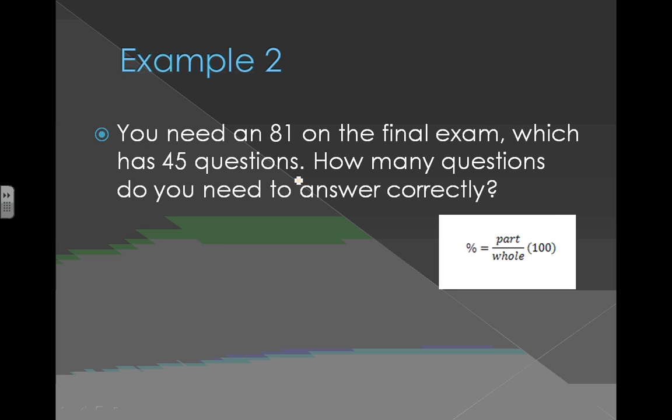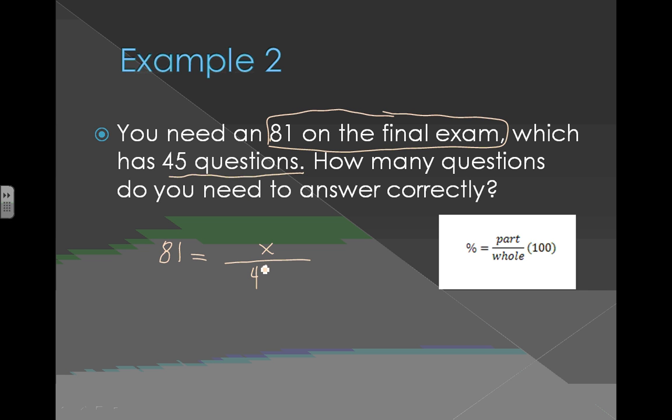Let's do another problem. You need an 81 on the final exam, so that's going to be our percentage right there. But the exam has 45 questions. How many questions do you need to answer correctly? Well, you know you need to get an 81, so that's your percentage. You don't know the part that you have to get correctly. That's what you're looking for, that's your X, out of the 45 questions.